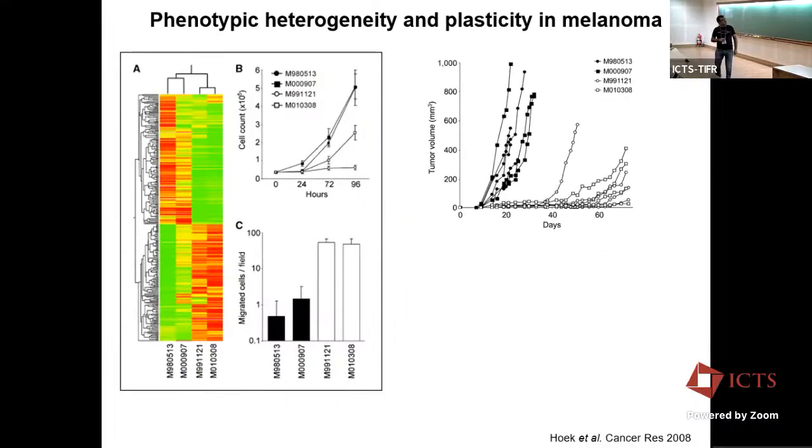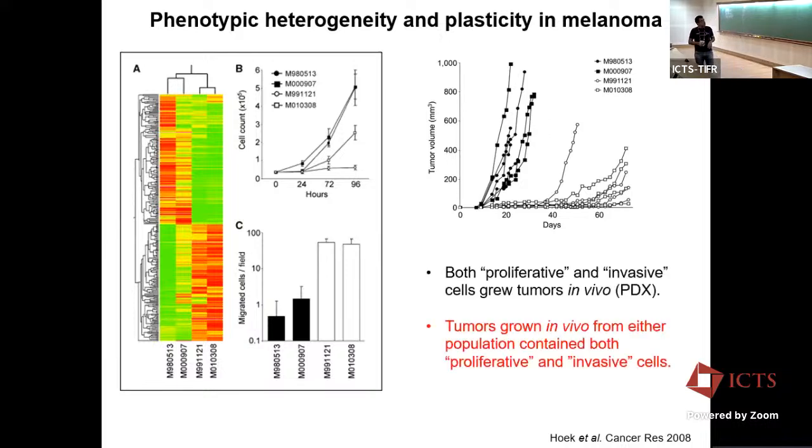Now, when you take these cells and put them in mice, you see that both of them actually grow tumors in mice. The proliferative ones grow much faster, but the invasive ones also, after some period of so-called dormancy, also resume as if they were proliferative cells. And interestingly, when you look at the tumor sections, irrespective of whether you start from invasive cells or from proliferative cells, in the tumor you see both kinds of cells eventually in mice.